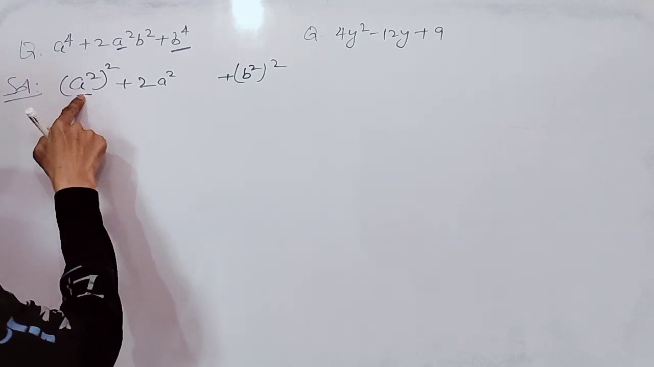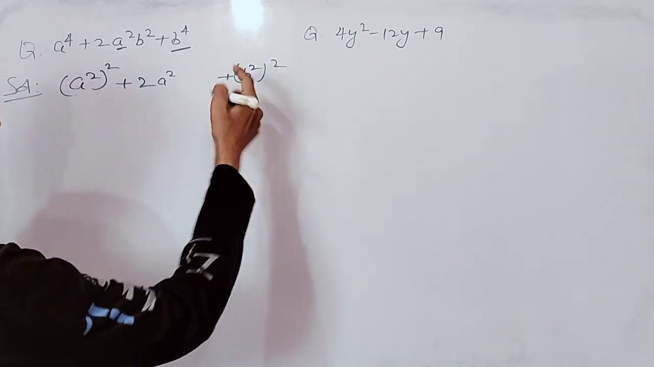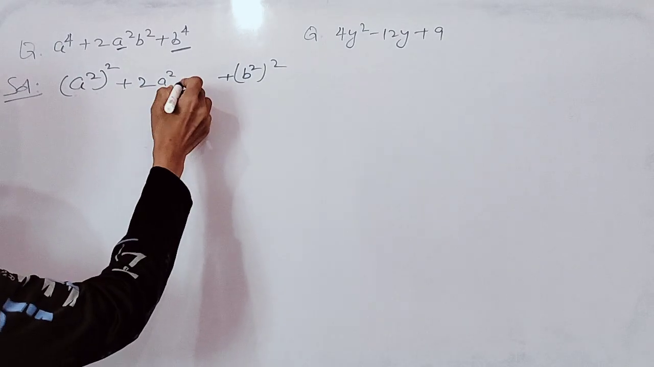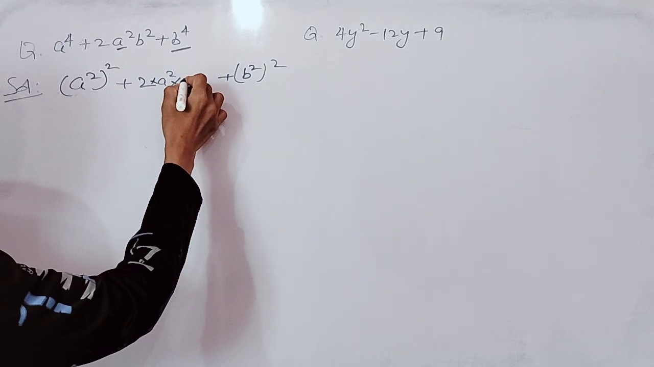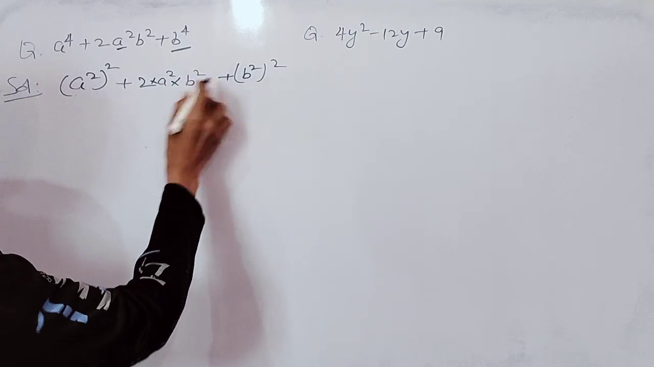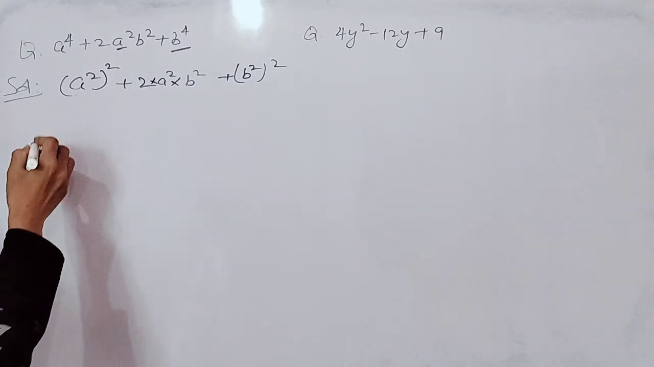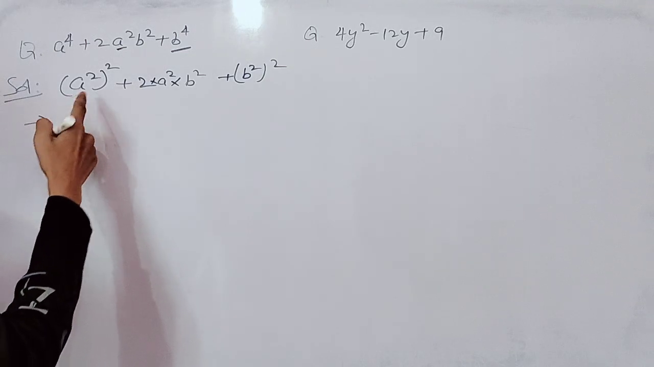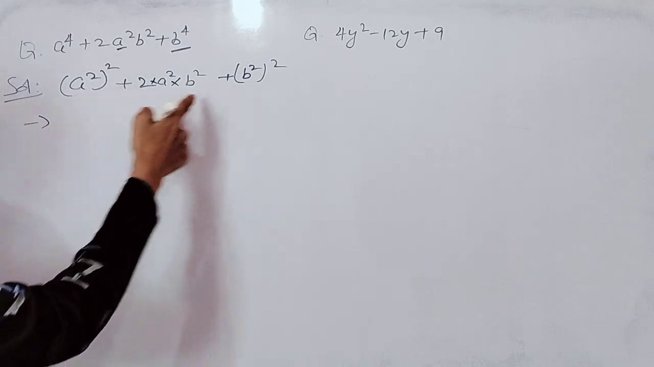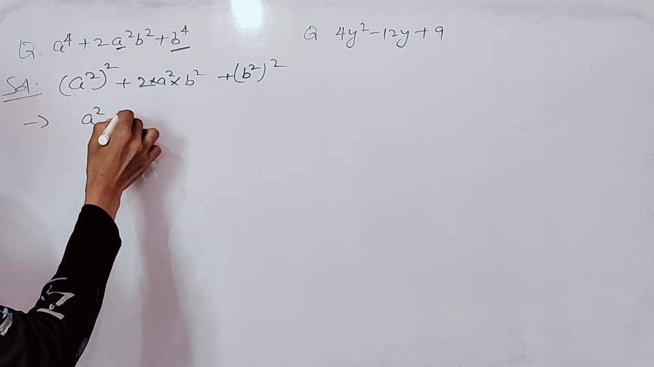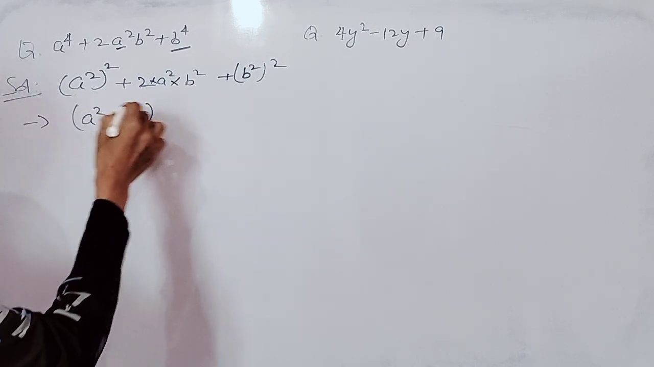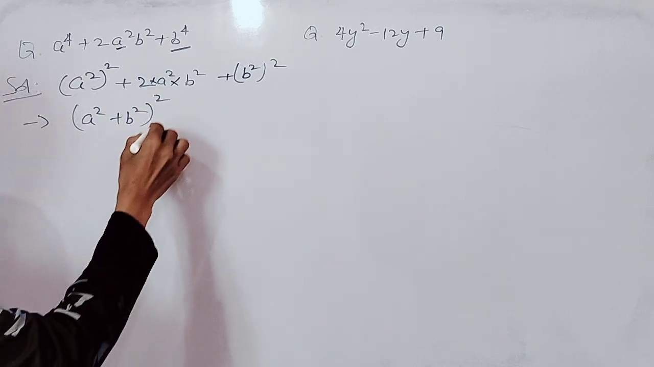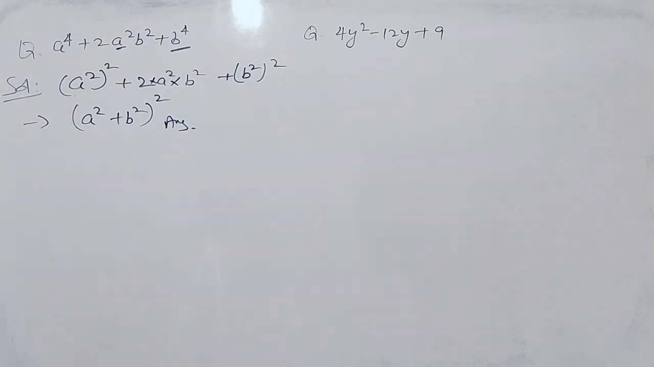Now this is in place of a and this is in place of b. 2 multiplied by a square, it is the value of a. Now the value of b is how much? b square. Clear? That is how you solve the question. You factor. Now, as we know, this is the value of a and this is the value of b. a square plus b square, in whole square. That's it. This is the answer.